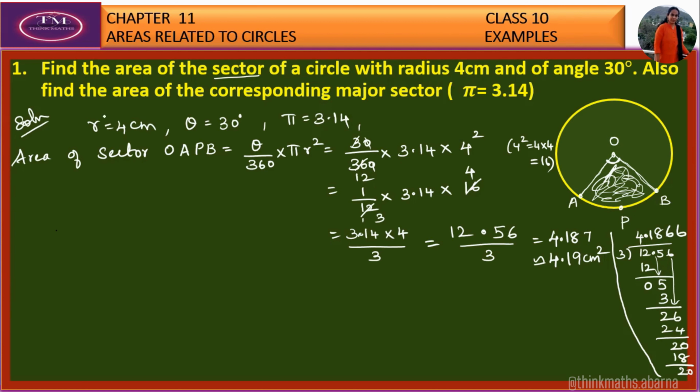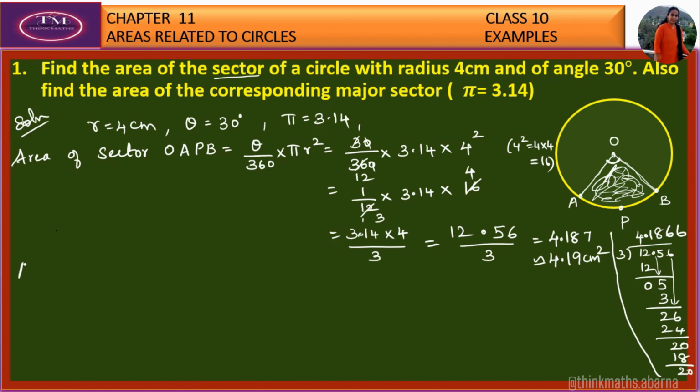Now, next question, we have to find out the area of the major sector. There are two ways you can find it. What is the angle of the major sector? The angle of the major sector is 360 degree minus theta. We can use that angle and apply the formula and find out the area of the major sector. Another method is, from the full circle area, if we subtract the area of the minor sector, you will get the same answer. I am going to use the formula.